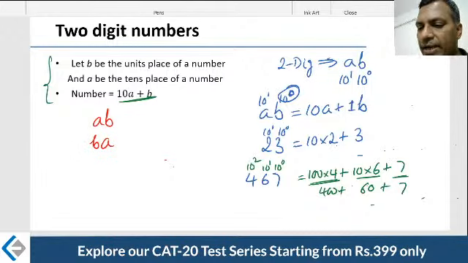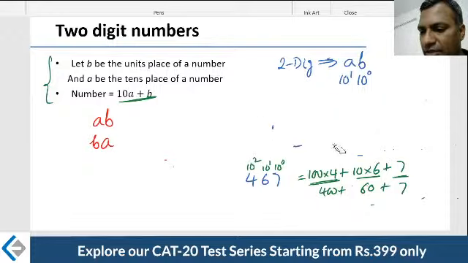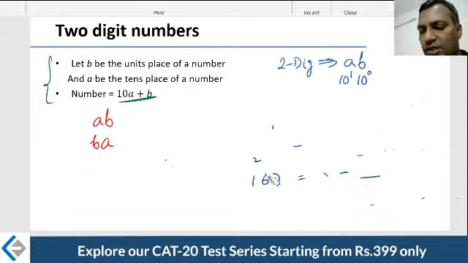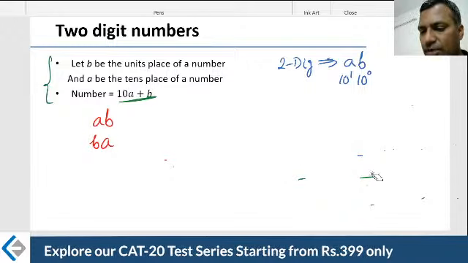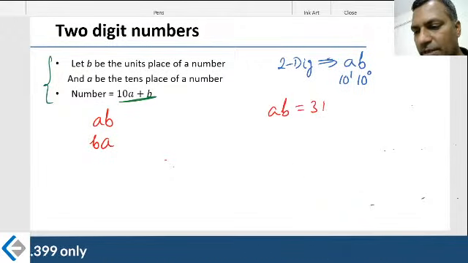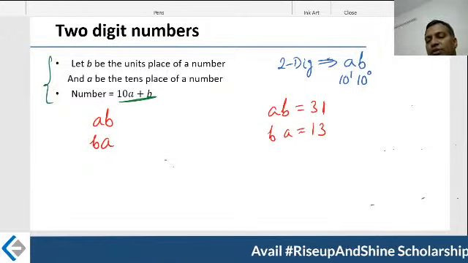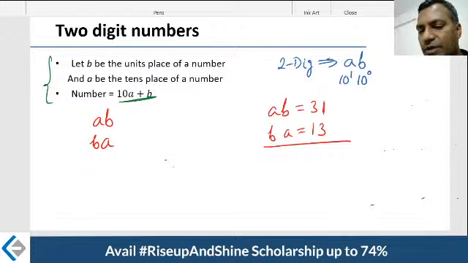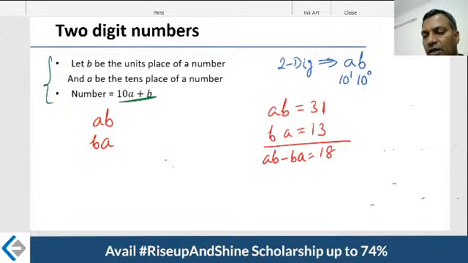For example, let's say my 2-digit number is 31. Assume that A is bigger than B. AB is 31. Therefore, what is BA? BA is 13. Therefore, what is the difference between them? The difference is nothing but AB minus BA, which is 18. Now that's a point.